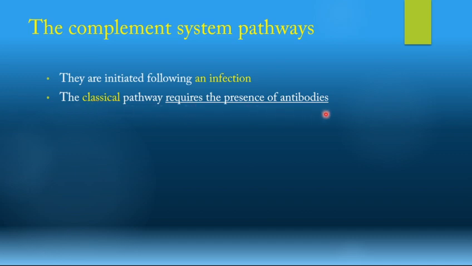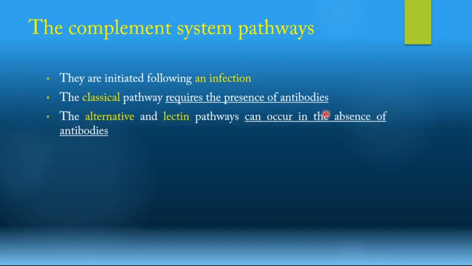So not only an infection, but also presence of antibodies in the blood that are capable of binding to this specific microbe. On the other hand, the alternative and lectin pathways, the two other pathways of the complement system, do not require antibodies and can occur in the absence of antibodies. So in case we have an infection where there is antibodies, you will find that all three pathways are occurring. While if there is no antibody, you'll find only the alternative and the lectin pathways to be occurring.